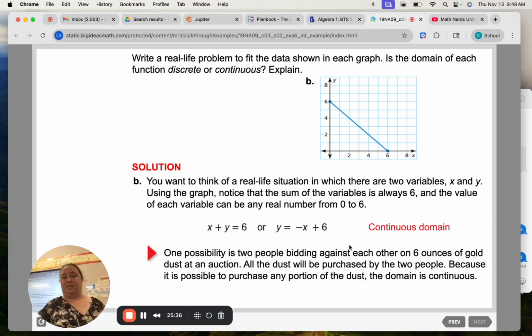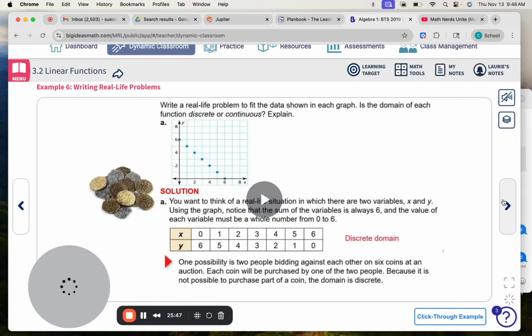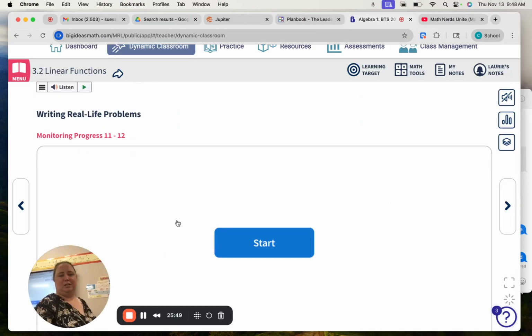6 ounces of gold dust, because dust can be split. I like the... Your Subway sandwich was epic. I'm sorry, that was excellent. All right, good job, guys. All right, so you have 4 problems left to do, and then you're done for today.